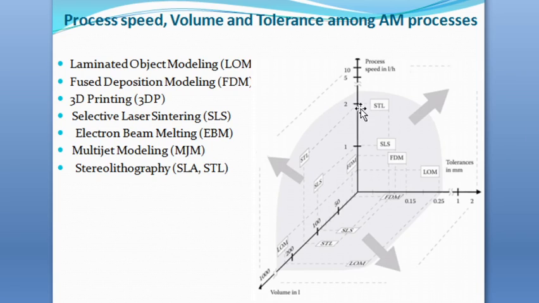Here STL, process speed 2, here STL volume 150. But in LOM, high tolerance, less accurate, but volume is high. Here the volume is part size volume, part volume. It's not a rate of production, it's a component size volume.